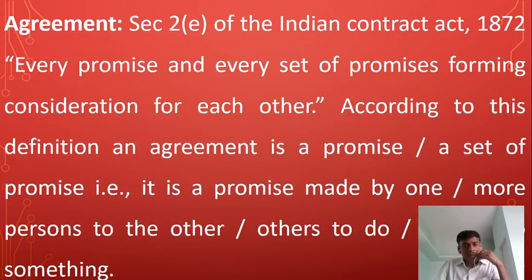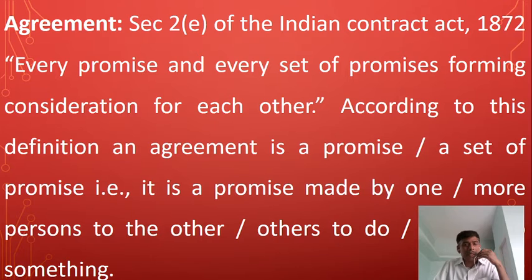Contract meaning and definition done, now the definition of agreement. What does agreement mean? Directly, the definition in Section 2 subsection E of the Indian Contract Act 1872: every promise and every set of promises forming consideration for each other. This is what agreement is. Very simple definition, and meaning also.